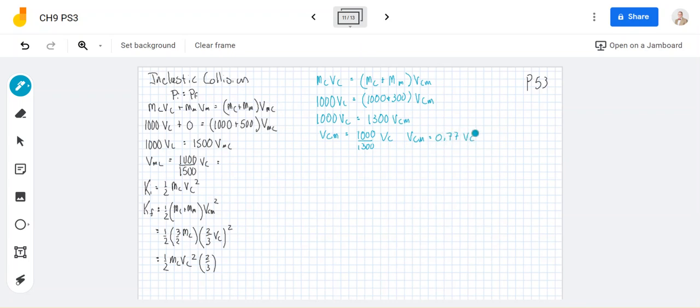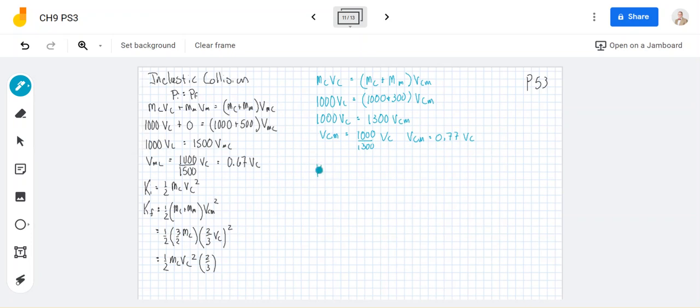Okay. So here, if I go back, this was 0.67. This one's 0.77. So because the mass that you ran into is actually less than the previous one, you actually slow down less. Here you lose 2/3 of your speed. Here you only lose 33% of your speed. This one you only lose 23% of your speed. So let's do the energies.